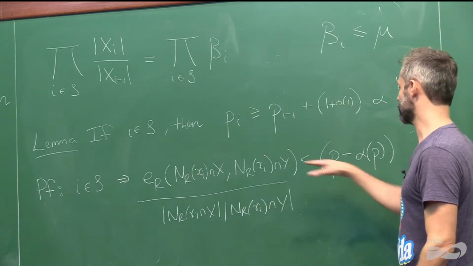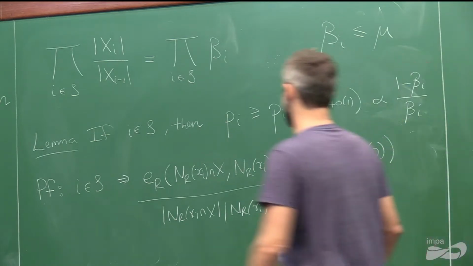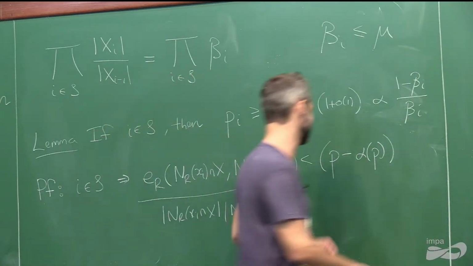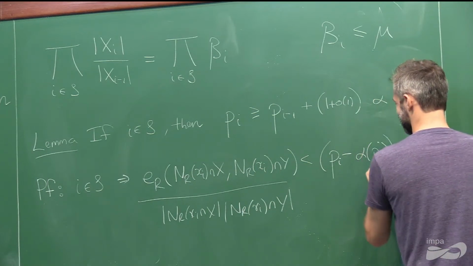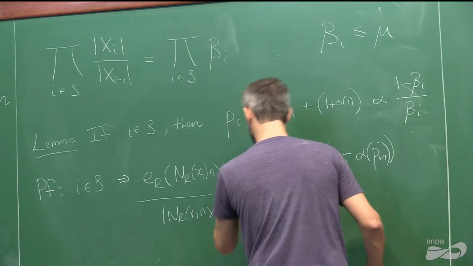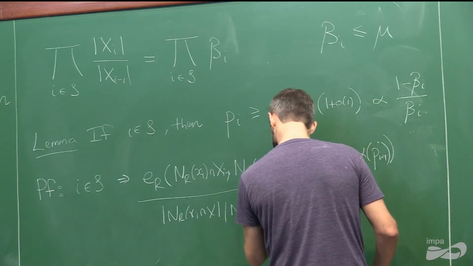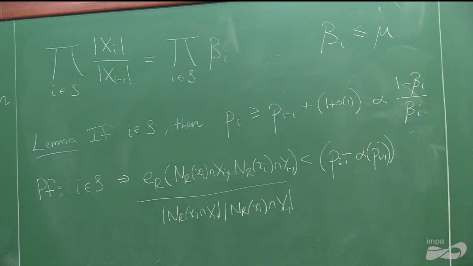Right. So the fact that we're... yeah, sorry, everything is i minus 1, I guess. And this is x_{i-1}, and this is y_{i-1}. Yeah. Sorry. So it's a big mess.